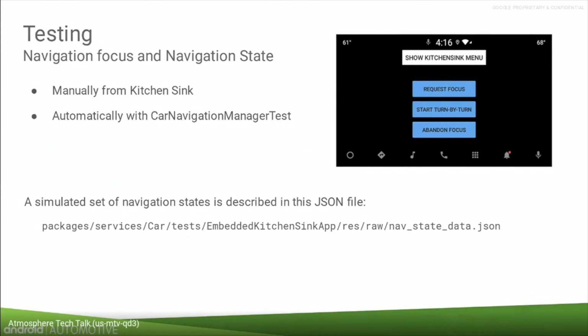In order to test all this, the kitchen sink application has a section where you can test focus request and release. It has an automatic playback of pre-recorded navigation events. You can modify these events. This is basically just a JSON file where you can add or modify the events that we are sending. And this is a good way to check that your implementation of the navigation state API is rendering the proper information.